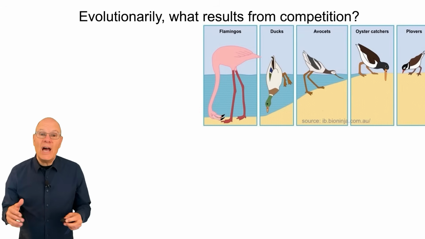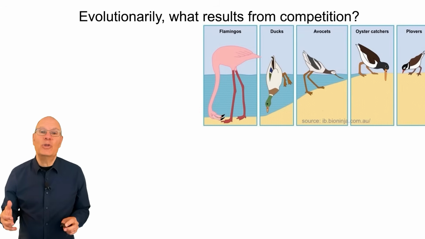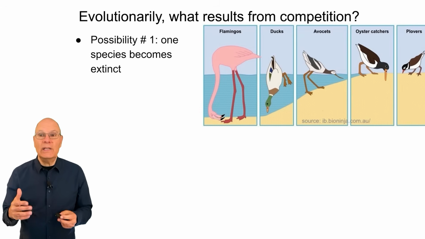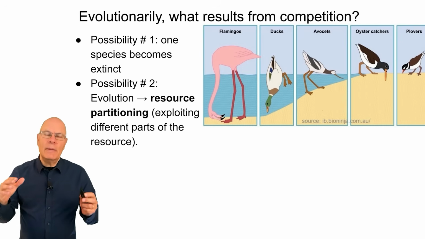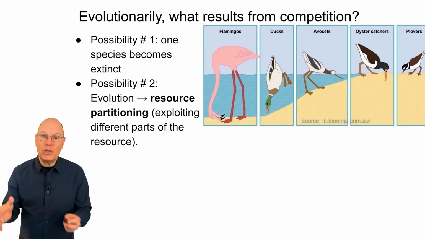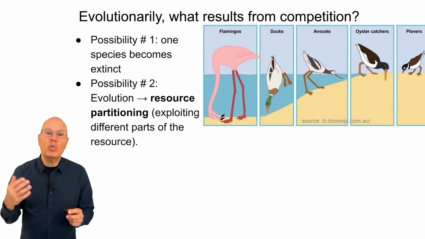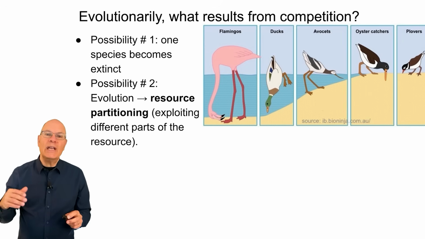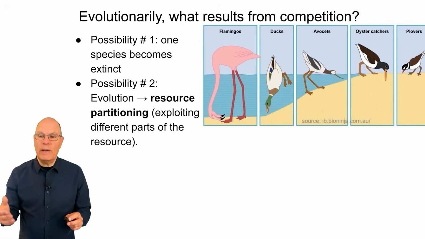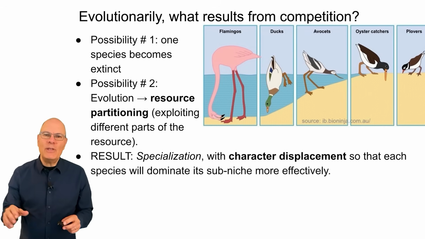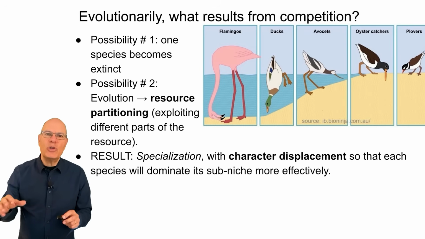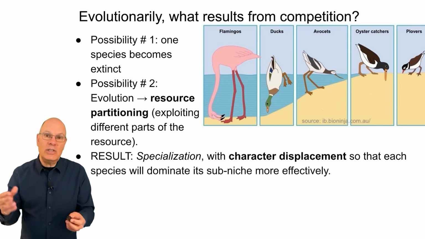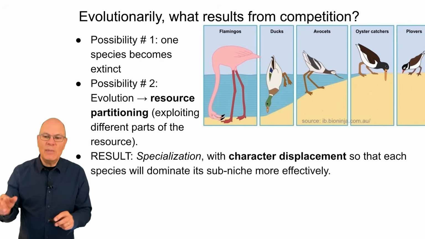Over long periods of time, competition can be a powerful evolutionary force. One possibility is that species become extinct. The other possibility is that the competing species evolve through natural selection to do something that's called resource partitioning. That's exploiting different parts of the resource that they were competing for. The way that that happens is through specialization. There's selection for different kinds of traits, and that results in character displacement. That simply means differences so that each species will dominate its sub-niche more effectively.